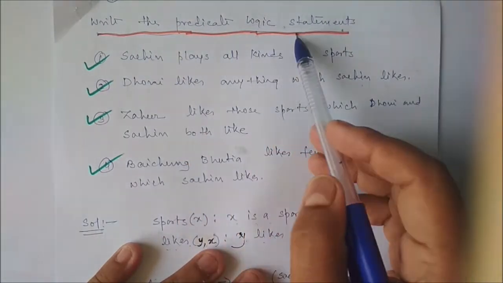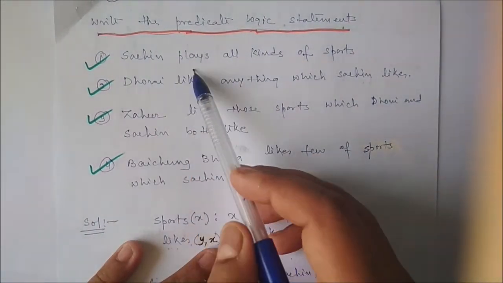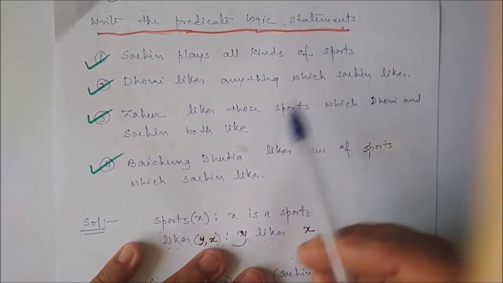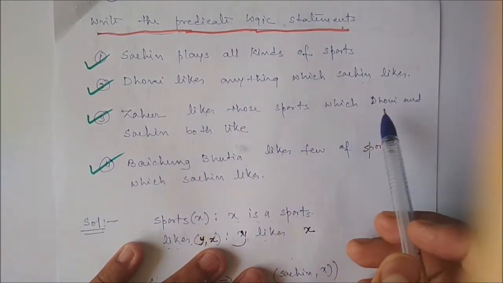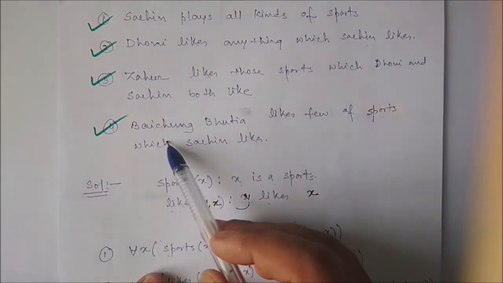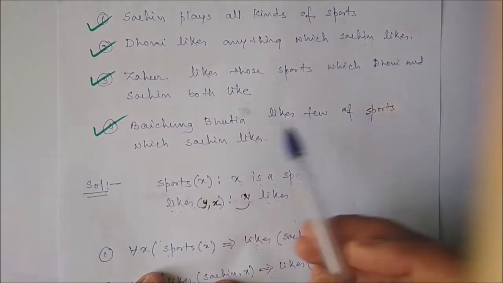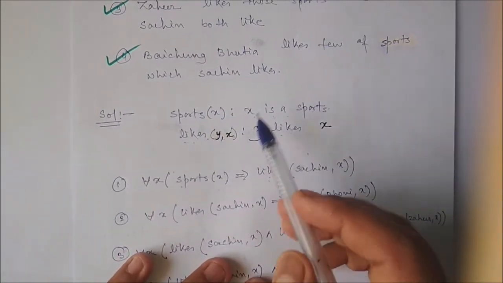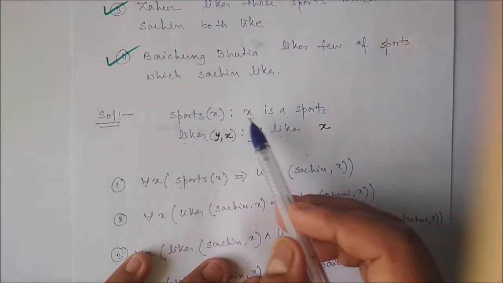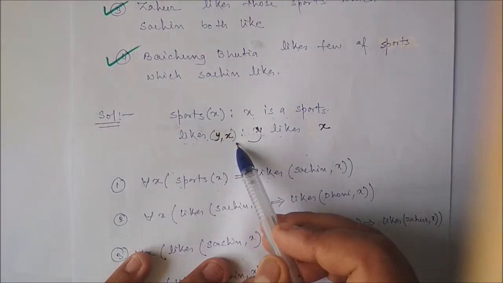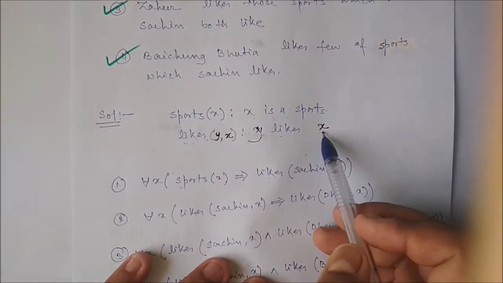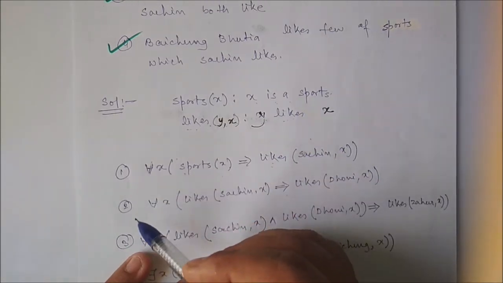Write the predicate logic statements. Sachin plays all kinds of sports. Dhoni likes anything which Sachin likes. Zaheer likes those sports which Dhoni and Sachin both like. Baichung Bhutia likes a few of the sports which Sachin likes. For this we need these two: sports(x) means x is a sport, and likes(y, x) means person y likes x.